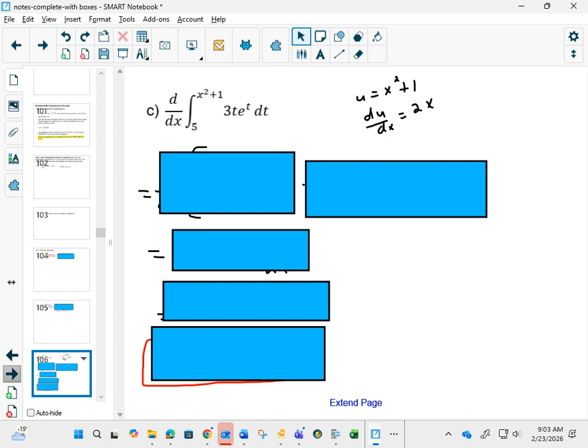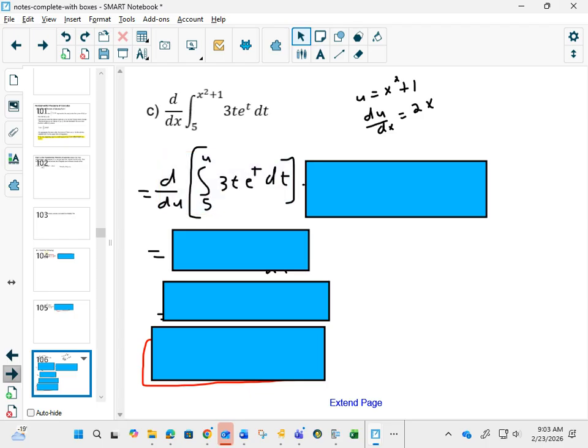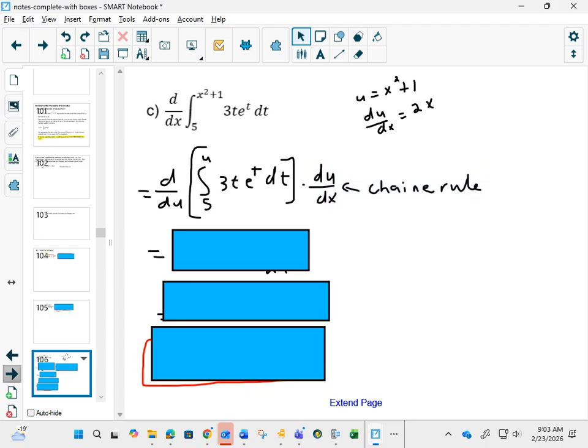So what we're going to do is make u equal to x squared plus 1. Then the derivative with respect to x, if I did the derivative of this, du dx would be 2x. And here's the idea. Okay, I'll let you write this down.